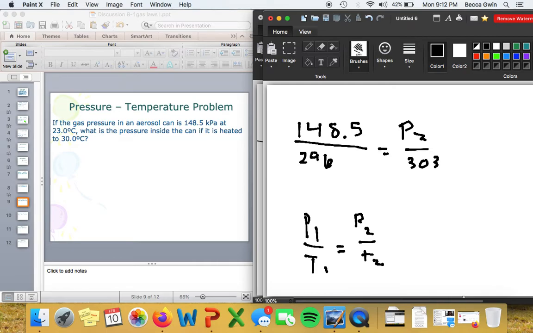Again, you're going to cross multiply and divide, solving for P2. That is going to be 152 kilopascals. Again, I don't have to do any unit converting because I get a pressure value since it's a ratio. If it asks me to put it in a different unit, then I could convert that easily. So 152 kilopascals is your answer for that one.